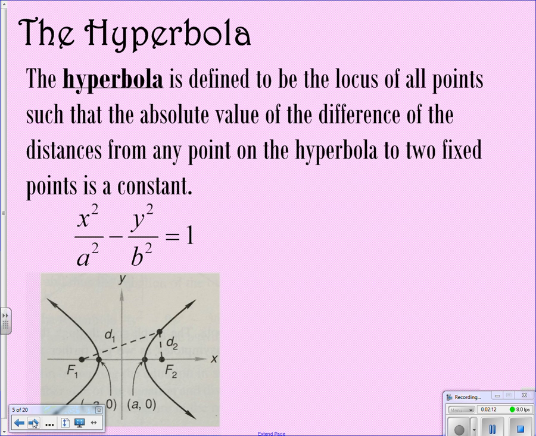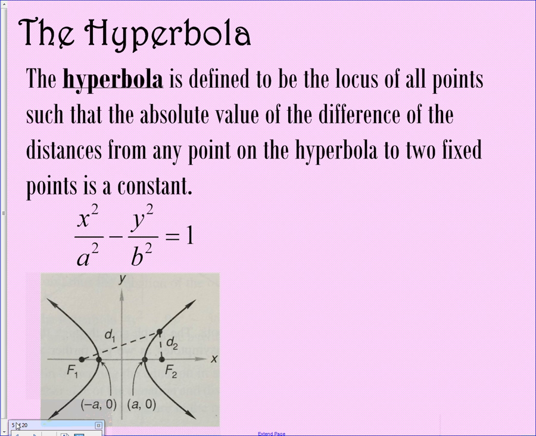Okay? So this is what a hyperbola looks like. It kind of looks like two parabolas, but not exactly. The formula is x squared over a squared minus y squared over b squared equals 1. And you have your two foci. This distance minus this distance for every point that you put on your hyperbola, that's always going to end up being the same number. Okay? It's always the absolute value of it.